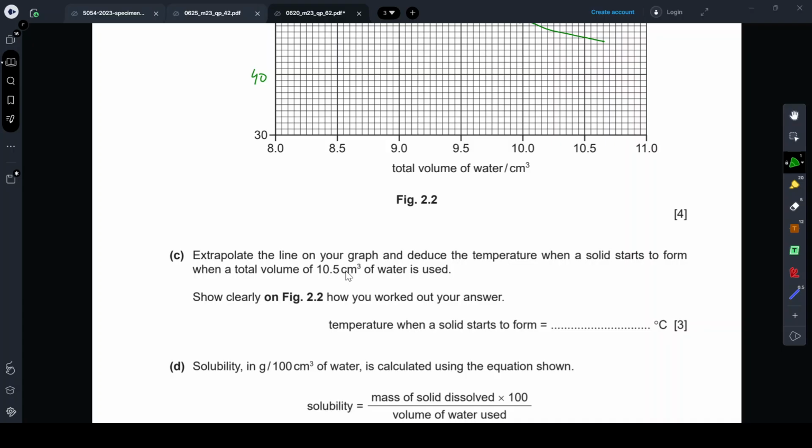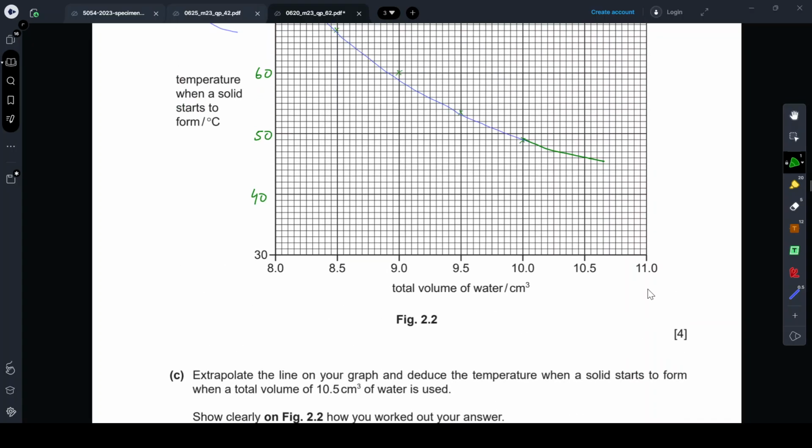So extrapolate the line on your graph and read the temperature when the solid starts to form when a total volume of 10.5 centimeter cube is used. Show clearly how you worked out your answer. So the first thing is you extend your line, and then you show on the graph that this is 10.5. So you make a dotted line from 10.5, and then you make a circle.